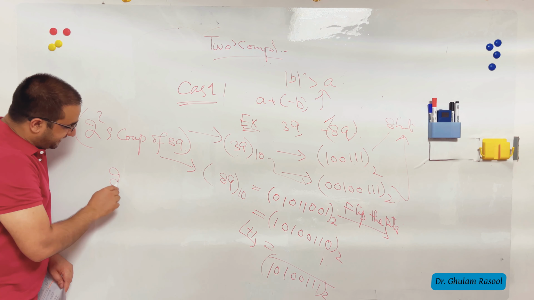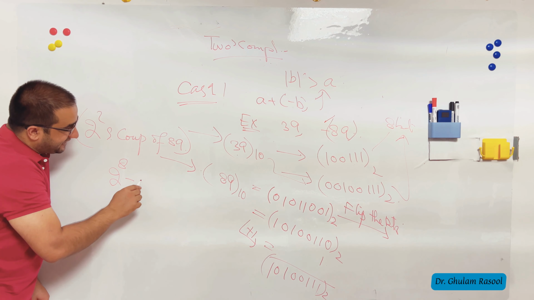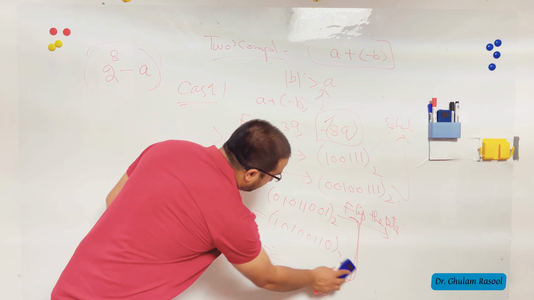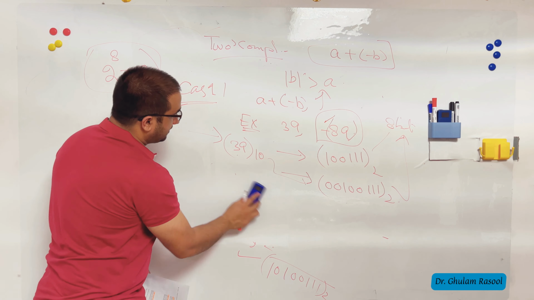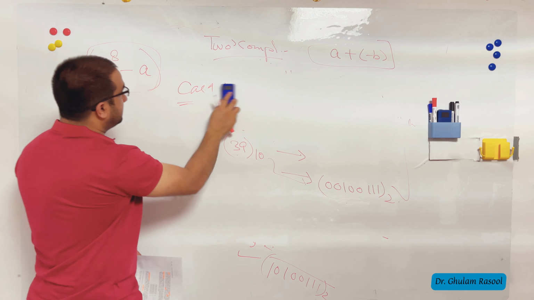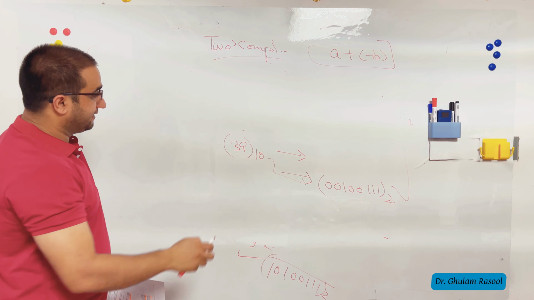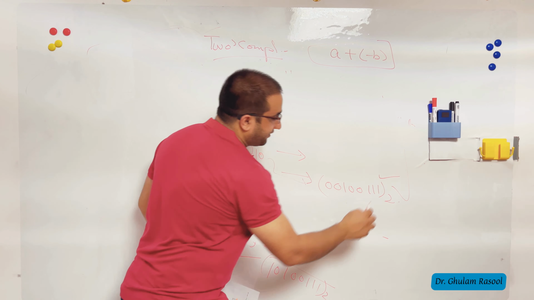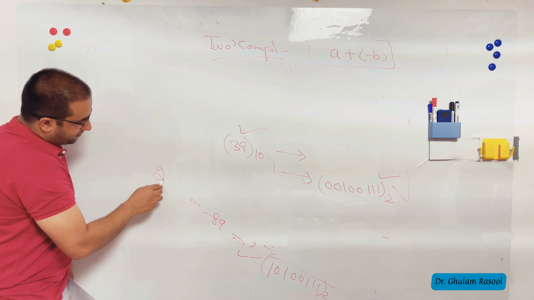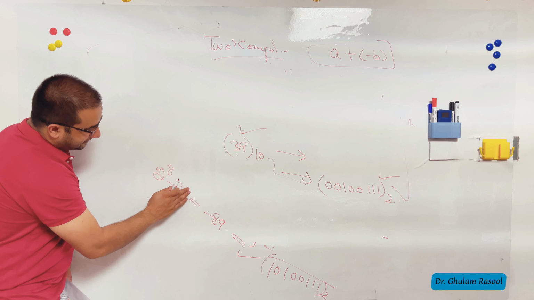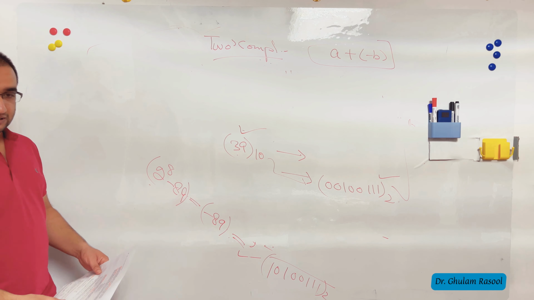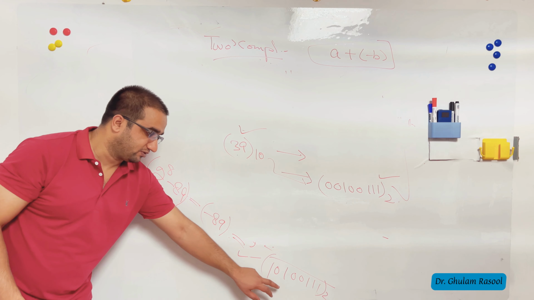What is 2's complement of 89? It means 2 raised to the power 8 minus 89. Now I already have the value for 39 and the value for negative 89. This is my 39, the corresponding binary number. This is my negative 89, which is exactly equal to 2 raised to the power 8 minus 89. Both these things are exactly the same by using the 2's complement.